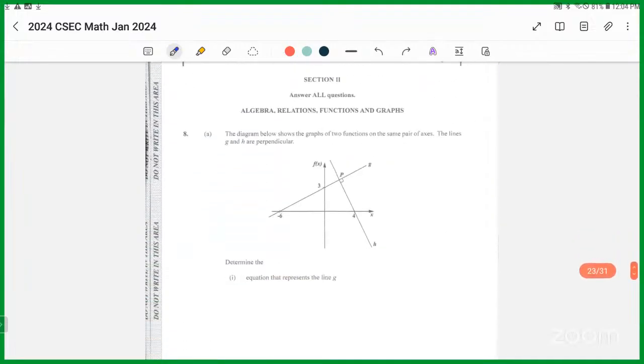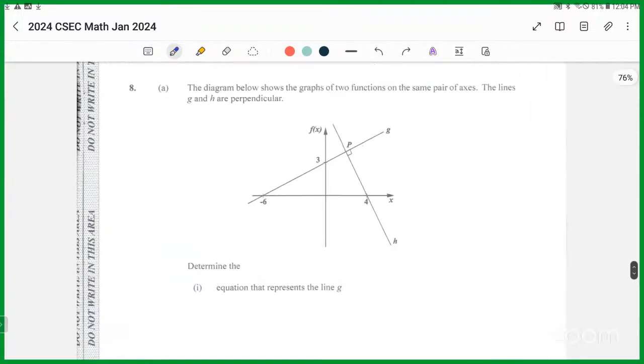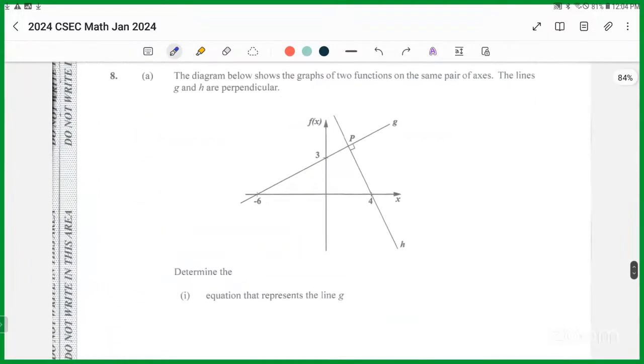You cannot learn by just watching sir do the questions. That doesn't work. You have to put pen to paper.